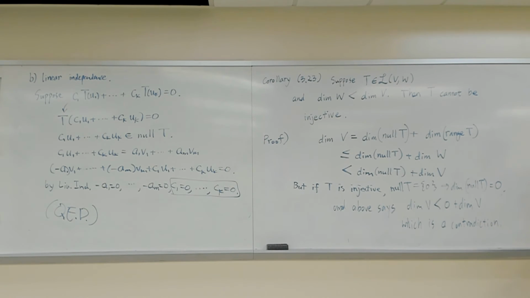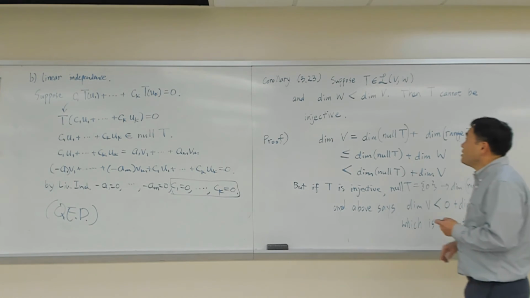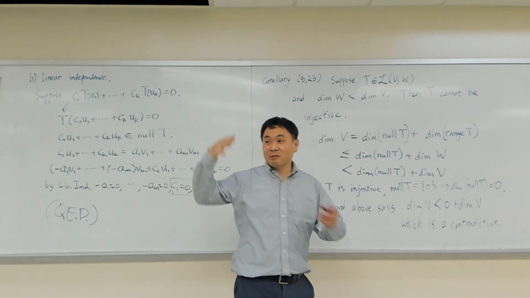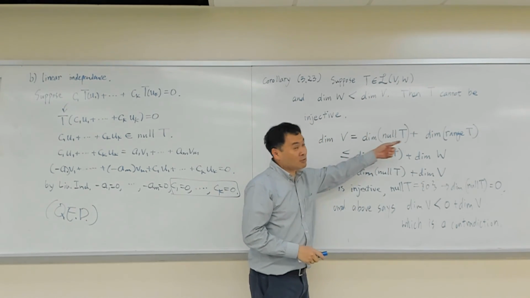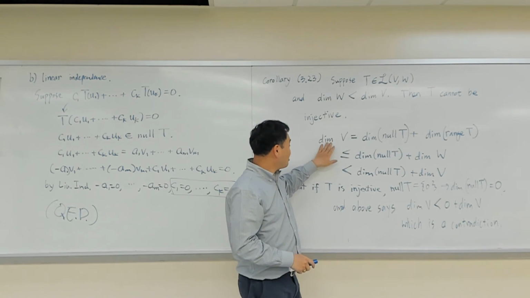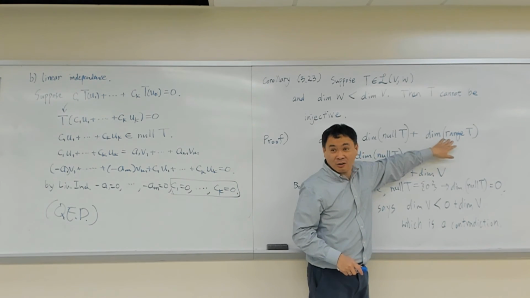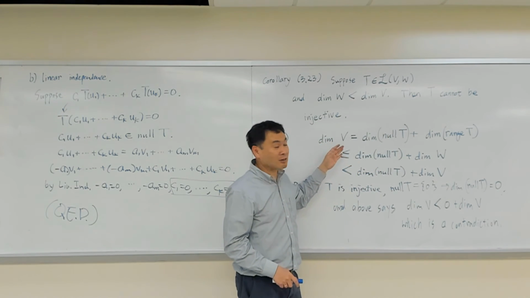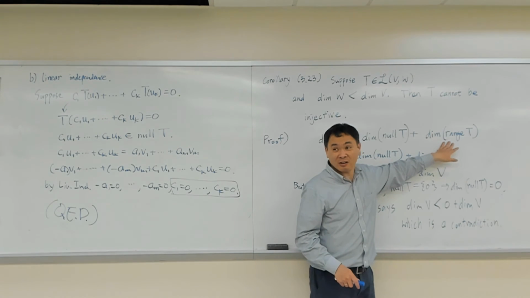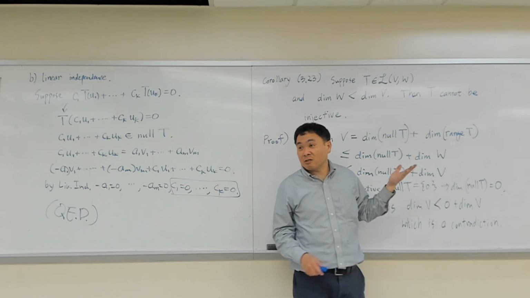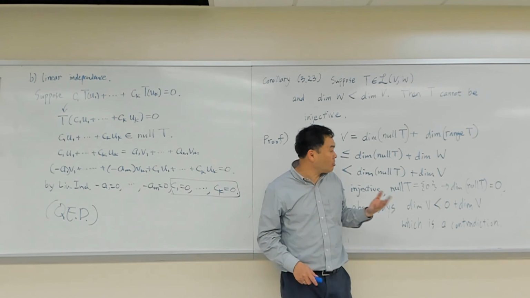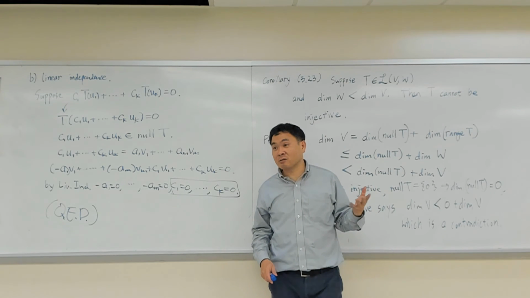Now, this proof looks somewhat puzzling, but think of it this way. If you have a map from a bigger space to a smaller space, and you still have to satisfy this is bigger than this, that means this has to be a positive dimension, right? Think of it this way: if this is 5 and this is 4, then this must be what? 1. It's forced to have some positive dimension, right? But if it's positive dimension, then the null space is not the trivial space, so it can't be injective.